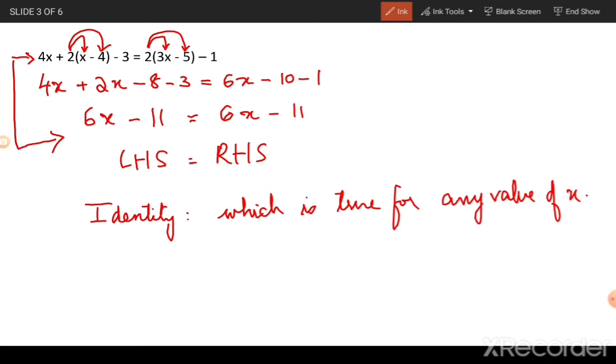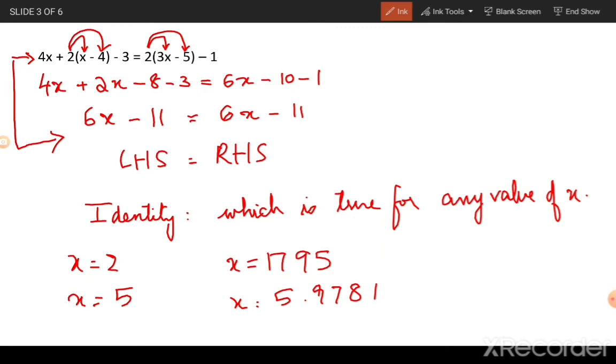What I mean is, try putting x equals to 2 in the original equation. If you do the algebra, what you will get is 12 minus 11 on the left hand side and 12 minus 11 on the right hand side as well. So, which is true. If you put the value of x equals to 5, you will again see that the LHS is equal to RHS. In fact, if you put any real number for x, such as 1795 or 5.9781, any random real number, if you put it in the original equation, you will find that the LHS is equal to RHS, or that the equation holds.